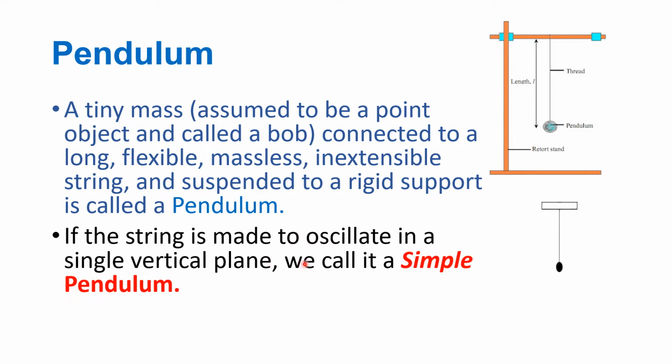If the bob is made to oscillate in a single vertical plane, this is the vertical plane, then we call it a simple pendulum.